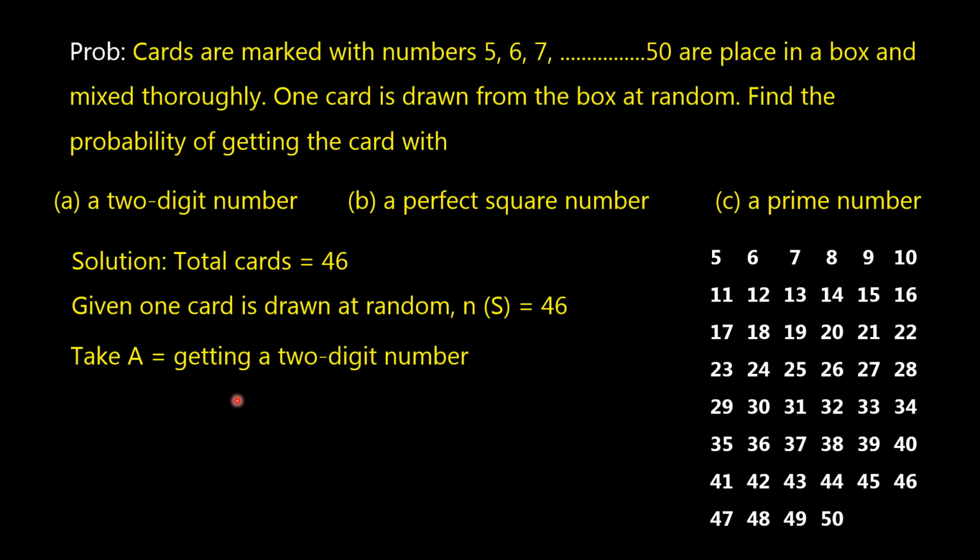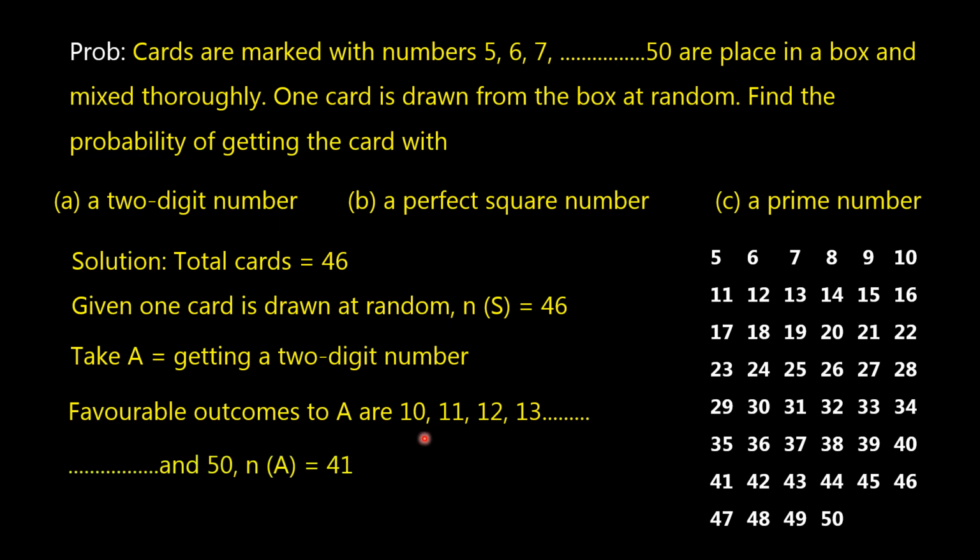Take A is equal to getting a 2-digit number. Now in the sample space, the 2-digit numbers are from 10 onwards, 10 to 50. The favorable outcomes to A are 10, 11, 12, 13, and so on up to 50. From 10 onwards, all are 2-digit numbers only. Here we have a total of 46 numbers, 46 cards. Among those, only these 5 are single-digit numbers. Remaining all are 2-digit numbers only. 46 minus 5 is 41. We have 41 2-digit numbers.